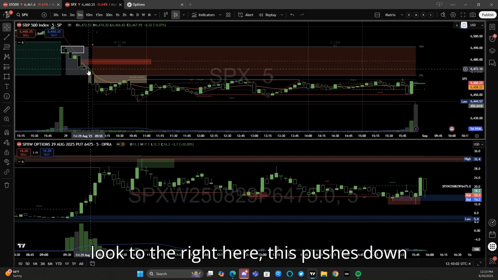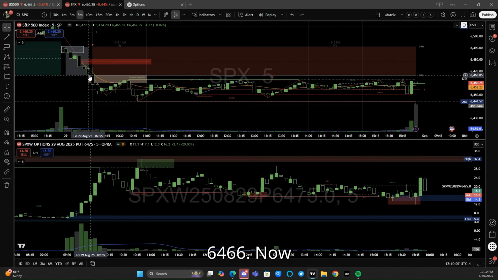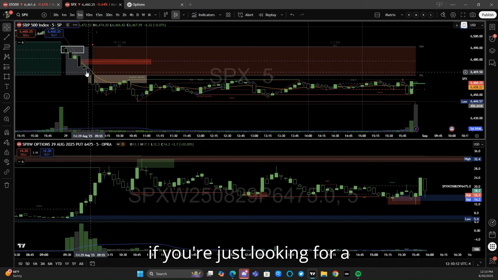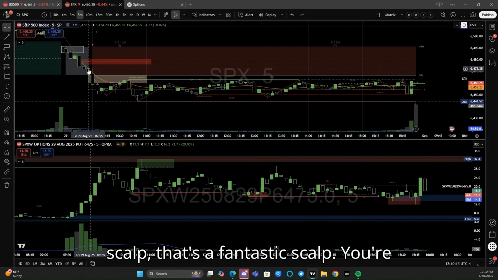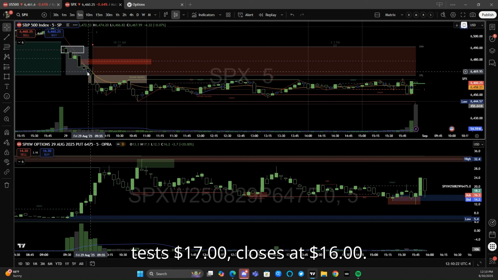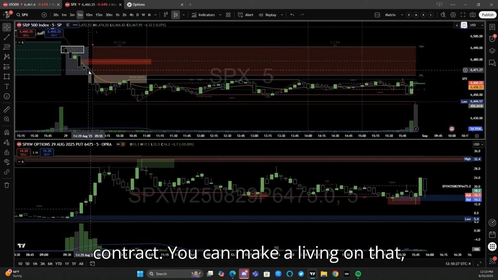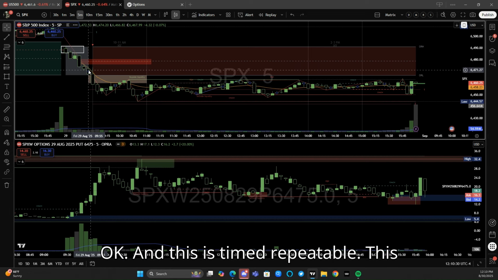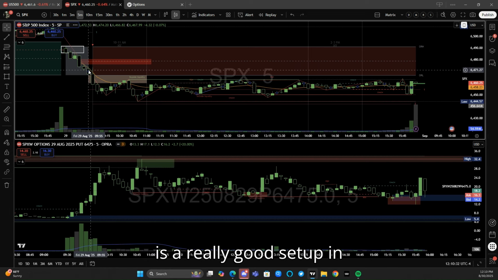It immediately pushes down and tests this level here. If you look to the right here, this pushes down and tests 64.66. Now, if you're just looking for a scalp, that's a fantastic scalp. The candle opens at $13, tests $17, closes at $16. You're talking about $3 or $4 a contract. You can make a living on that. And this is timed, repeatable. This is a really good setup in my perspective. I really like it a lot.